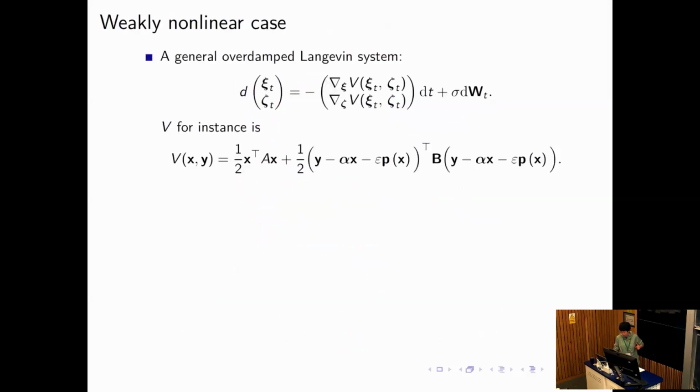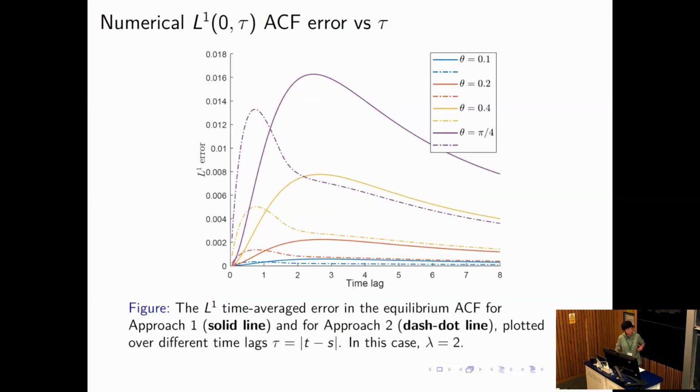So in short, we consider this linear overdamped system, and we first derive the closed form of the resolved variable, and then Taylor expand the two integrals and compute the integrals up to second order. Then we can get a Markovian approximation.